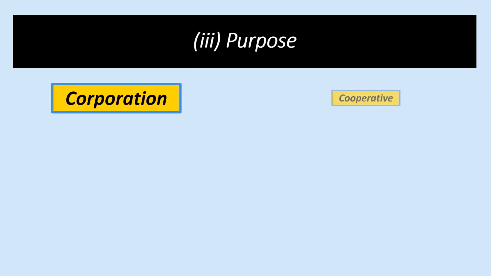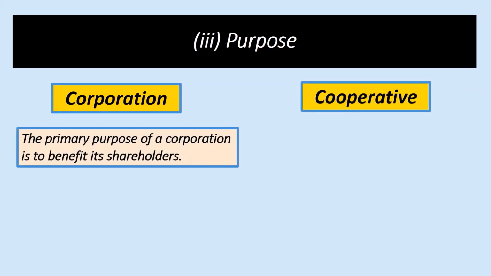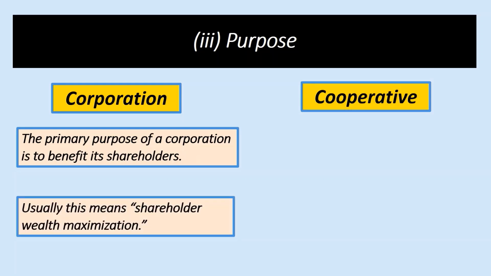A corporation, the primary purpose of a corporation is to benefit its members or its shareholders. Usually, this means shareholder wealth maximization. That means you are setting out to maximize the wealth of the shareholder. You take the amount that he has invested in the corporation, and the management will look to maximize that wealth production from that.